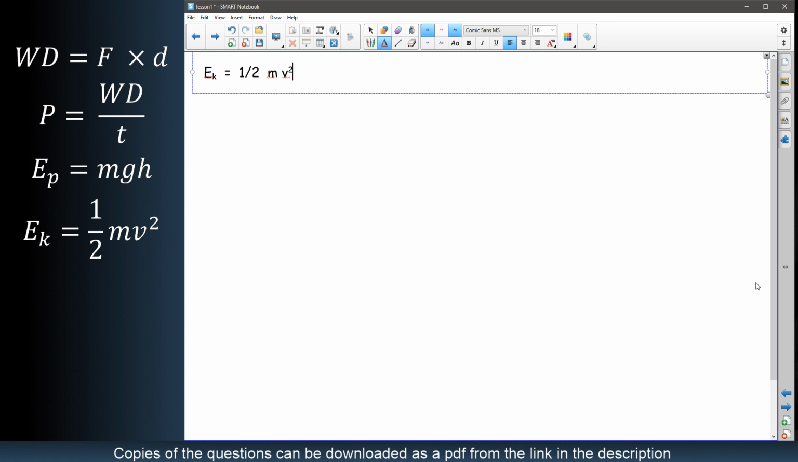Now, if you're in chat and you're a first year, what bit of this equation gets done first? Because we've covered this loads and loads of times. I'm waiting. Which bit is it? Is it the half? Is it the m? Or is it the v squared that gets done first?